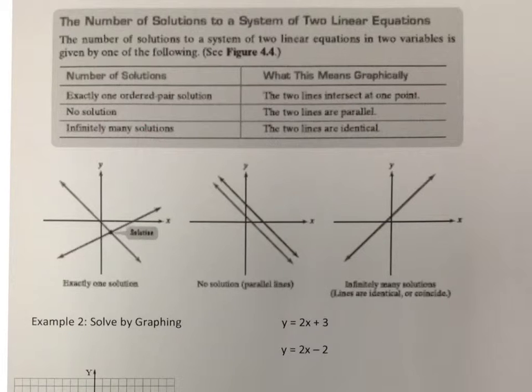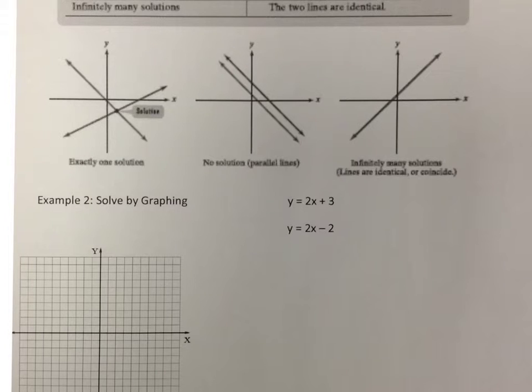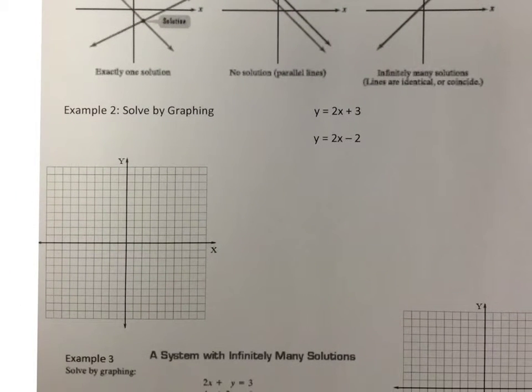So let's look at a couple of those, one of each. We already did the one solution in example 1. Let's look at example 2. We're going to graph. And we are already in slope-intercept form, so we don't really have to do anything to these equations. 3 is the y-intercept for this first one. So we're up 3. And the slope is 2.